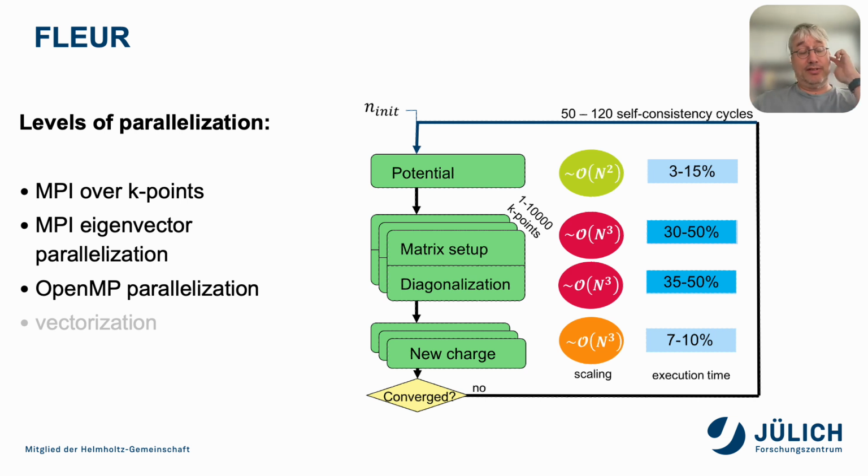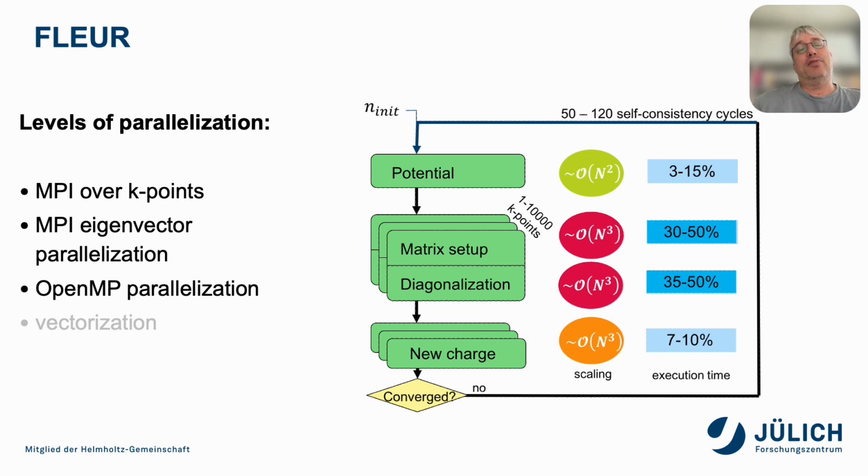We have now several different levels of parallelization in the code. The first and probably most important parallelization level you should know and understand is the parallelization over the k-points. As I just said, these problems are essentially independent problems. For each k-point, you set up a matrix, you diagonalize it, and you can calculate the charge originating from these eigenstates at that particular k-point.